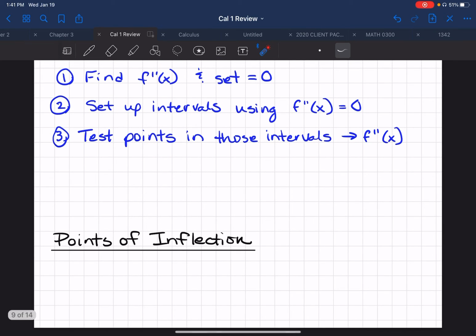Points of inflection go directly with concavity. So if you have a change in concavity, that's going to give you a point of inflection.